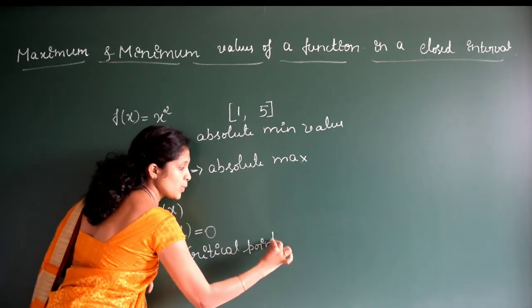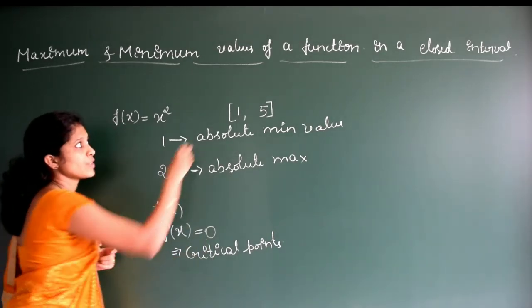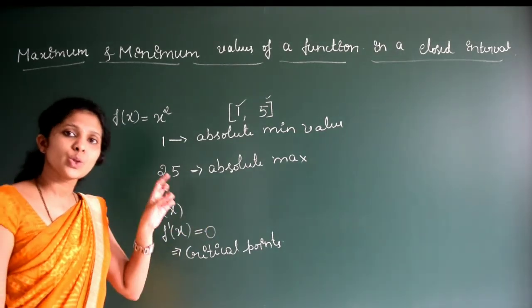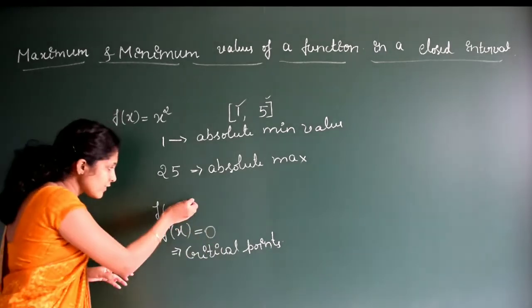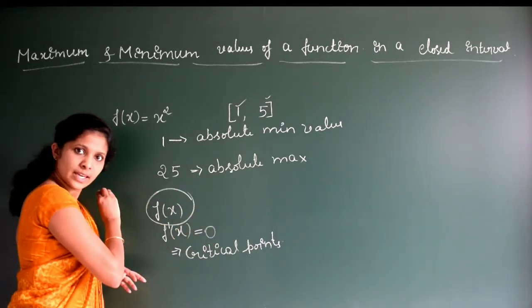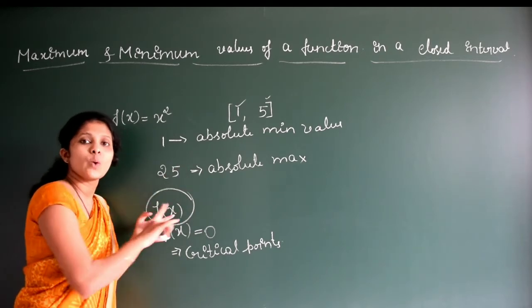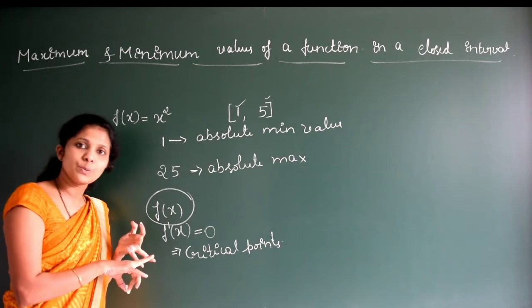Then next, you have to substitute these critical values along with the end points, whatever the interval is given, into the given function f of x. Is it clear? Then you have to check where it has an absolute maximum value and where it has an absolute minimum value.